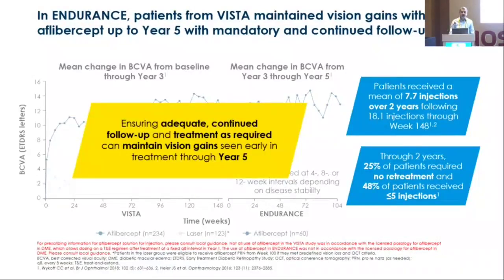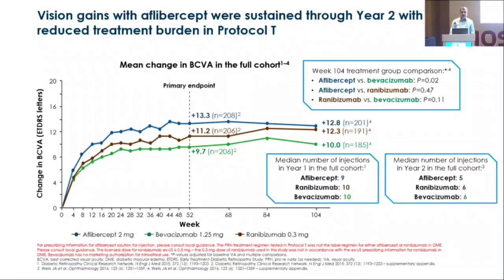So ensuring adequate continued follow-up and treatment as required after the initial loading dose can maintain the vision gains seen early in the treatment, even through to year 5. See here, the vision gains with aflibercept were sustained through year 2 with a reduced treatment burden in Protocol T of DRCR.net.